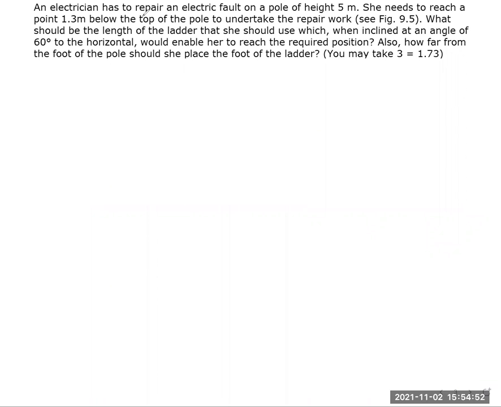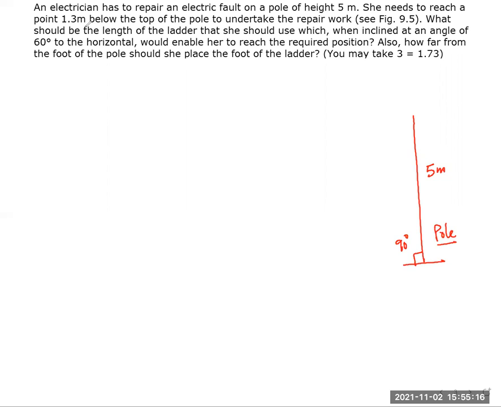An electrician has to repair an electric fault on a pole of height 5 meters. Well, this is the pole. Its height is 5 meters. Obviously, this one will not be inclined. It will be vertical. That means this angle will be 90 degrees. This is a pole. So the electrician has to repair it. Okay, it's a girl.